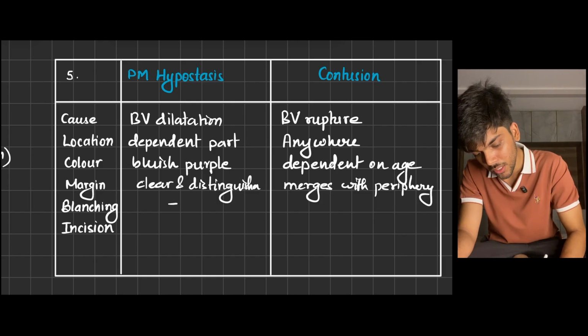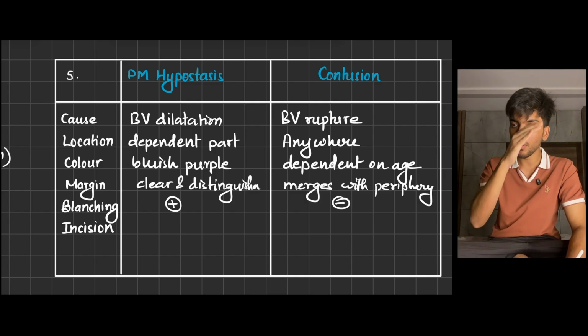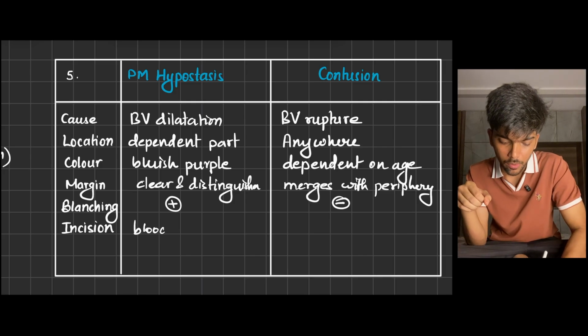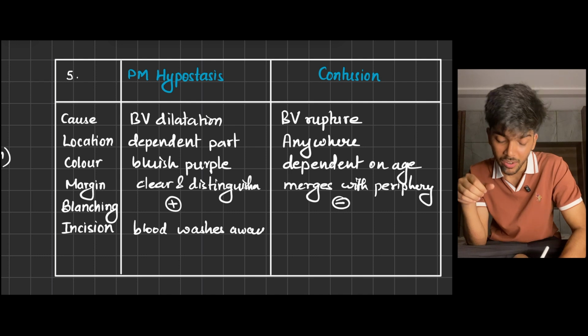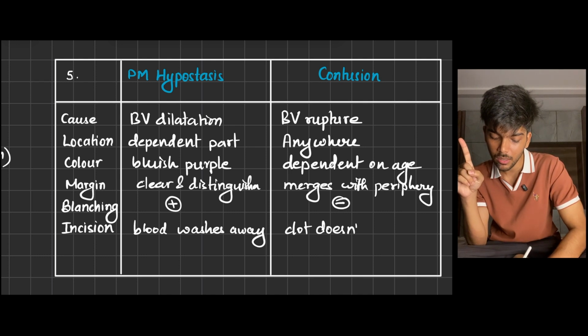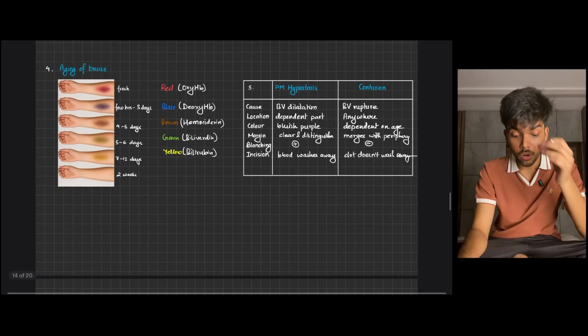Blanching is positive, blanching is negative. When you incise post-mortem hypostasis and keep it under running water, the blood washes away. But if you incise a bruise and keep it under running water, the clot does not wash away. It doesn't wash away. So with that, you are also done with bruise.